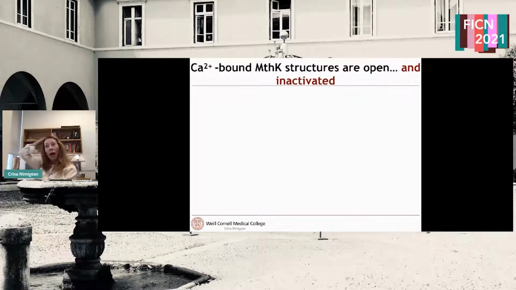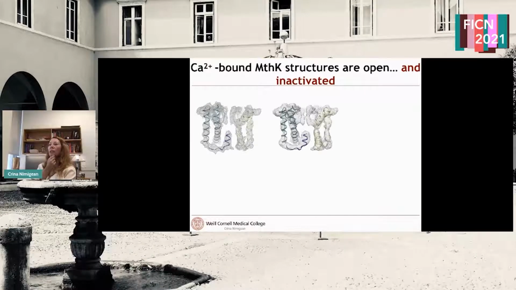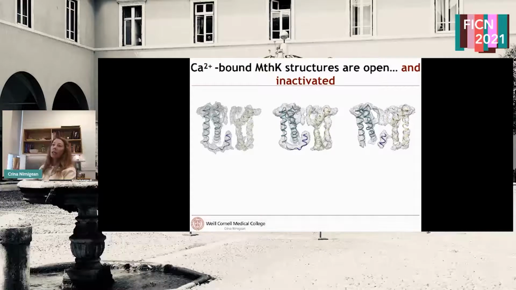Okay, so I said to you that the calcium-bound MthK structures are open, but they're actually not just open. They are also inactivated. And here's what the pore, the transmembrane region, actually looks like in all those calcium-bound MthK structures. So this is, again, just showing two opposing subunits so that you can see better what's going on in the pore. This is the selectivity filter, and this is the cavity.